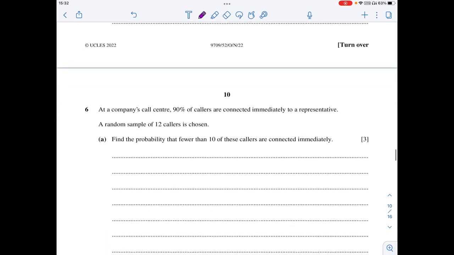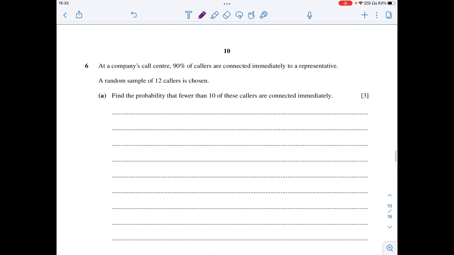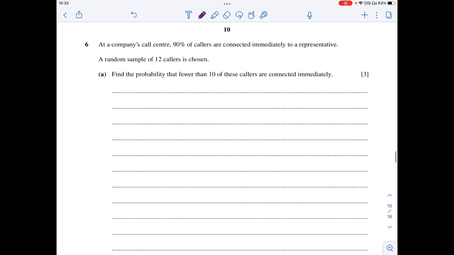Question number 6. At a company's call center, 90% of callers are connected immediately to a representative. A random sample of 12 callers is chosen. Find the probability that fewer than 10 callers are connected immediately. Probability of x less than 10, which is very difficult to do.